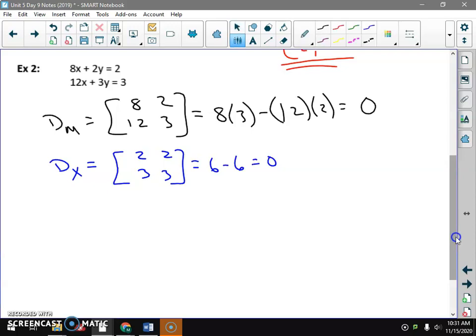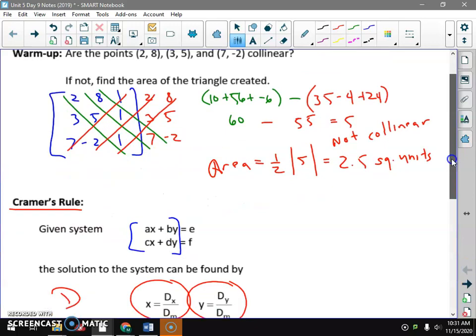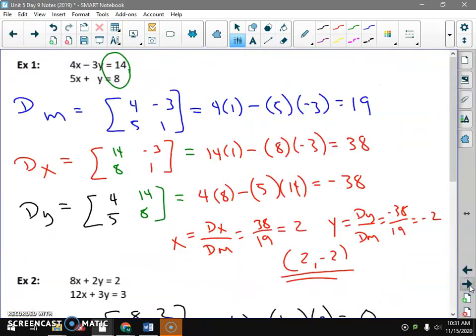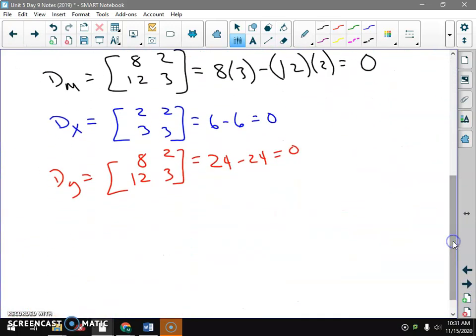Let's try it. Dy keeps x's, kicks out the y's, replaces with answers. 24 minus 24. All are zeros. What case was that? Sort of like the row of zeros in Gauss-Jordan elimination. All zeros, infinite solutions. We'll leave it at that. We will talk about patterns later on, especially with 3x3s.